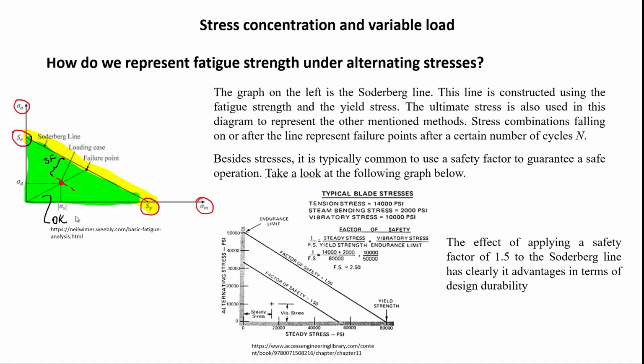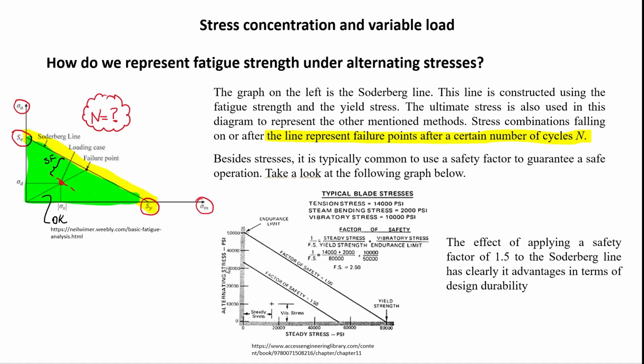By the way, in this case presented here, we are not answering the question of how many cycles this is going to last. We don't know yet. We just know that, according to Soderberg, that's going to fail after many cycles, but we don't know how many cycles we're talking about here. The line represents failure points after a certain number of cycles, but we don't know yet.